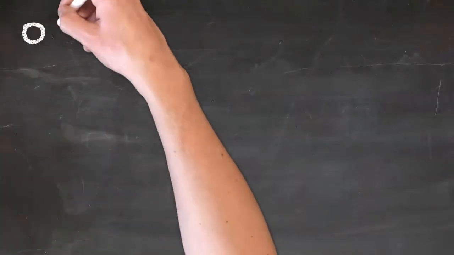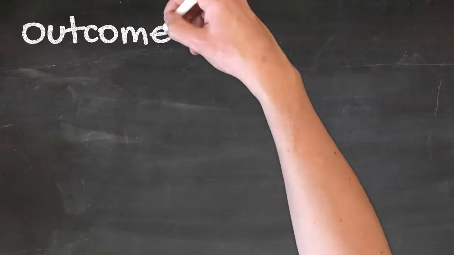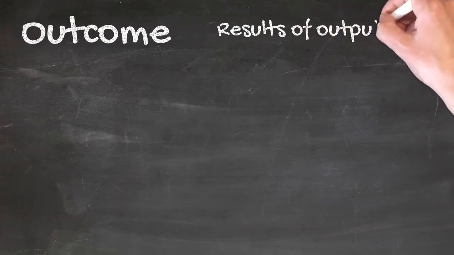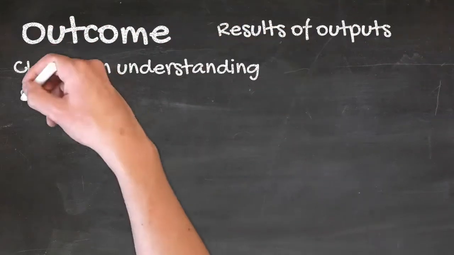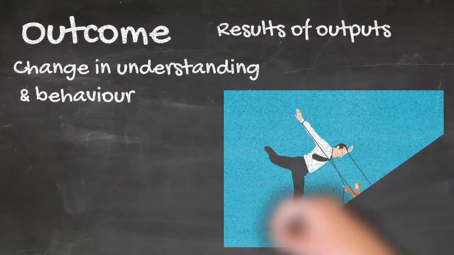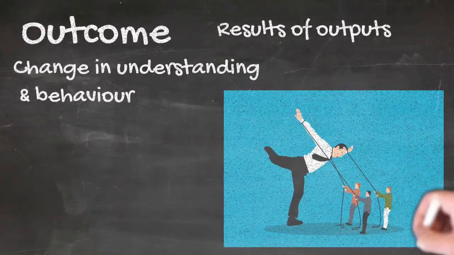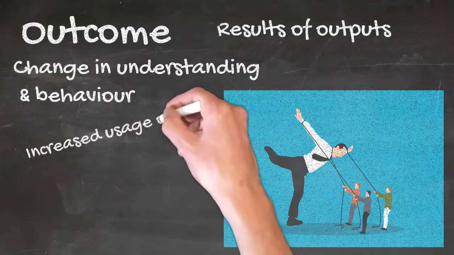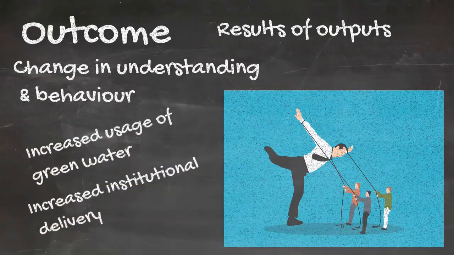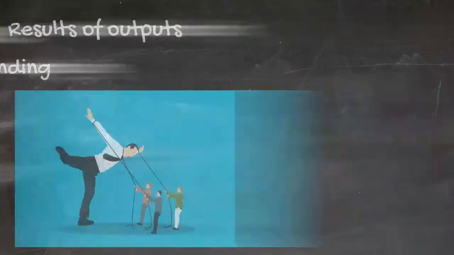Outcomes. These are the changes that is expected to occur once one or more outputs are realized. These are usually the changes in level of understanding and behavior among the beneficiaries of our project or program. For example, increased level of green water usage by communities or increase in institutional deliveries are some outcomes.